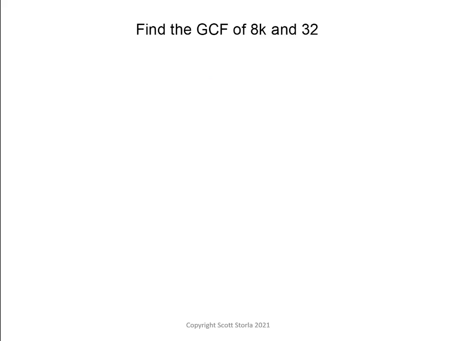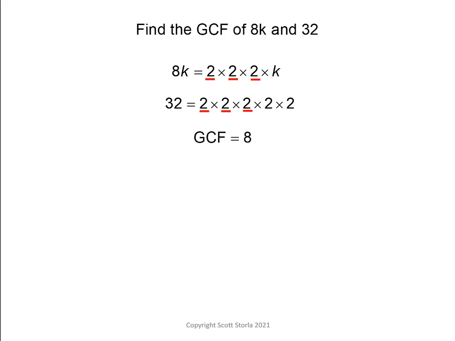Here's another one. In this case, 8k will be 3 factors of 2 and one factor of k. 32 will be 5 factors of 2. You can see they share 1, 2, 3 factors of 2. That means the GCF is 8.